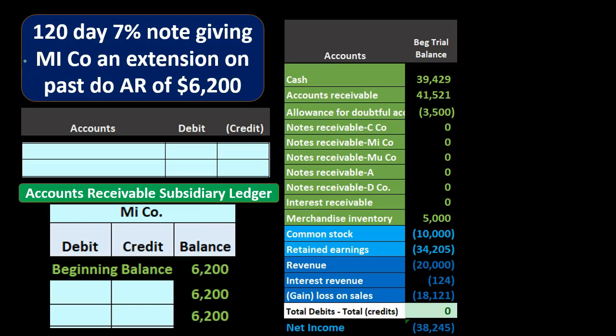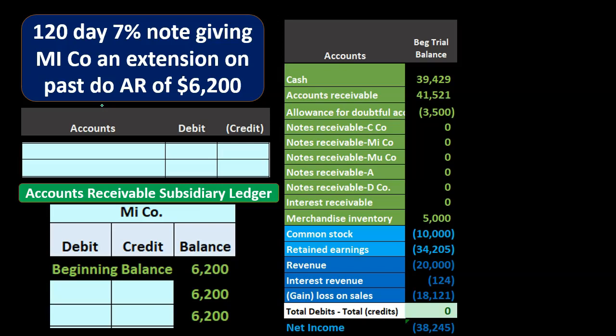First transaction, we're going to have a 120-day 7% note giving the company MI an extension on past due AR or accounts receivable of $6,200. When considering book problems and real-life problems, one of our challenges is to interpret what is actually happening, what is going on, which party are we in this transaction, and therefore how are we going to record this transaction.